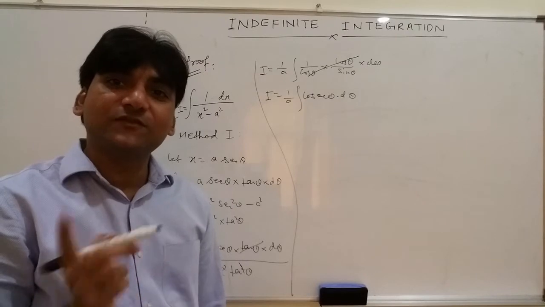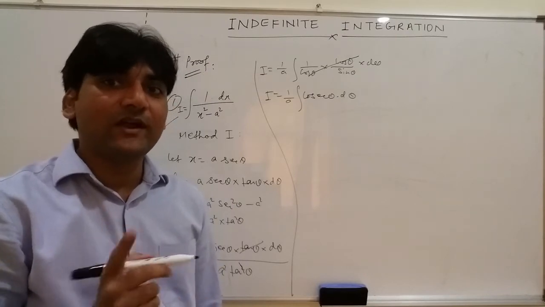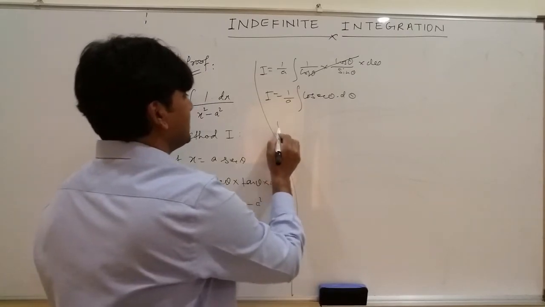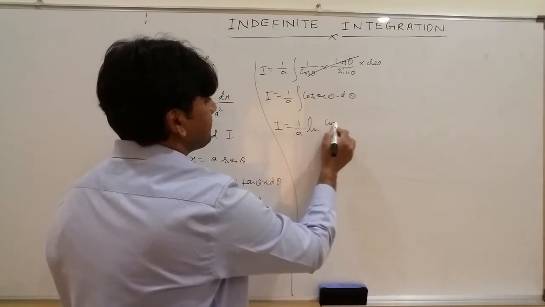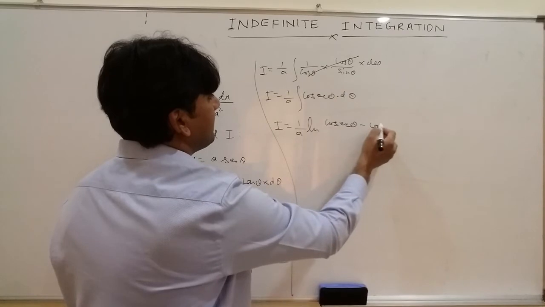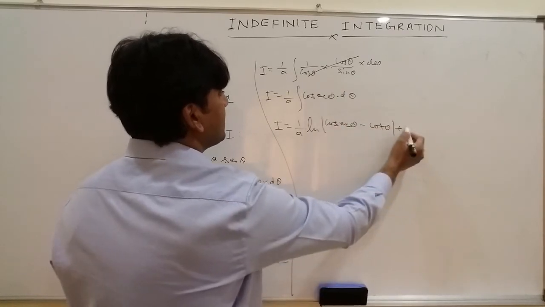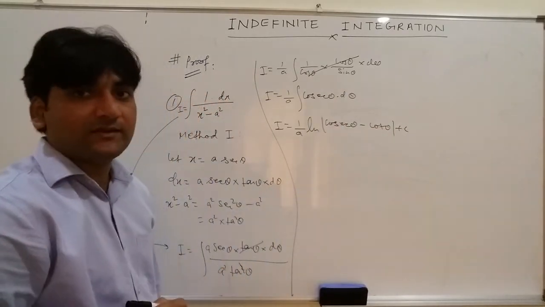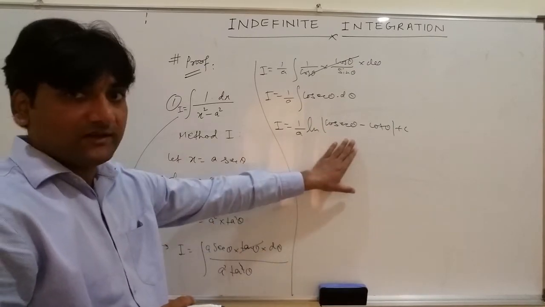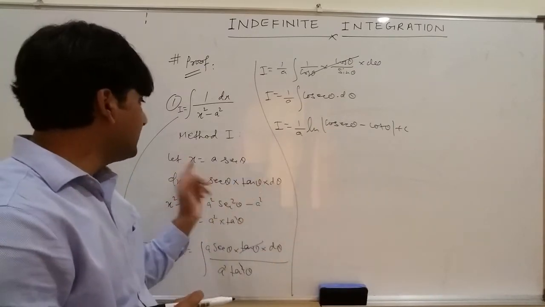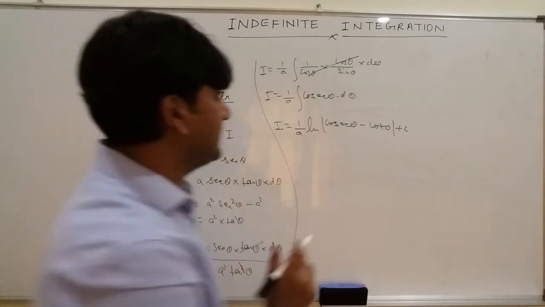Now what is the integration of cosec theta? It was required to learn. So here the integral of cosec theta is ln cosec theta minus cot theta plus c. Okay. So this is my answer, but not in terms of theta. We have to give the answer in terms of x. So how can we get it in terms of x?